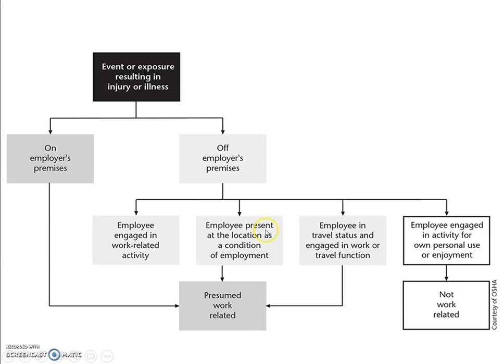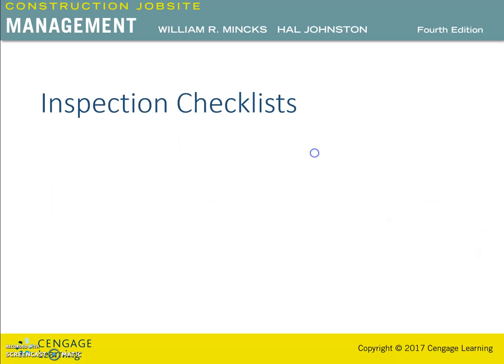And this is the flow chart which determines whether the case is work related or not work related. So, for example, if the employee is on the employer's premises, or if they are not on the employer's premises, then if the employee is doing their own work or the company's work, these kinds of questions are asked to determine whether the injury is work related or not.